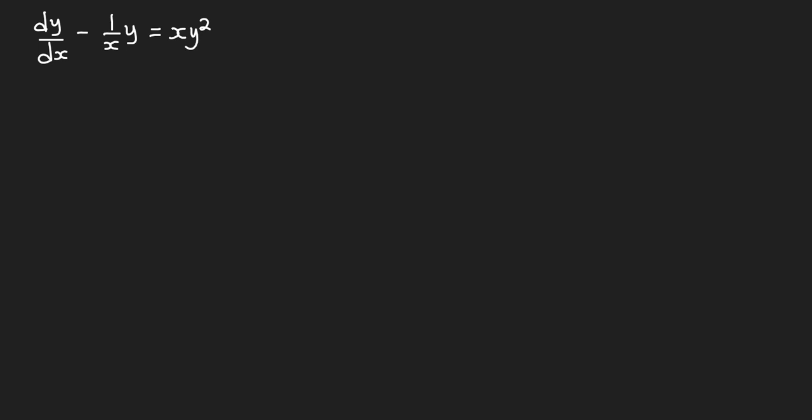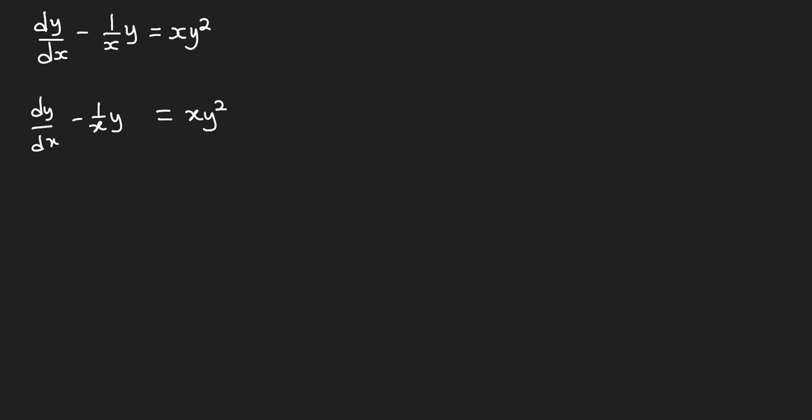Okay, so now let me write down the question again. We have dy/dx minus 1 over x multiplying y equals x y squared. If you have a problem like this, what we would like to do is to change it from the nonlinear form to a linear differential equation so that we can solve it. So let's look at how you can do this.